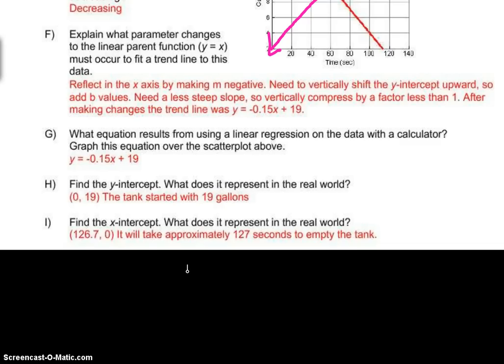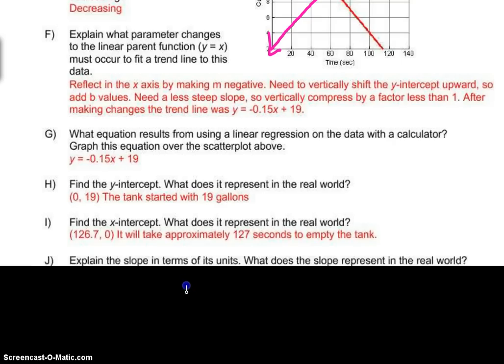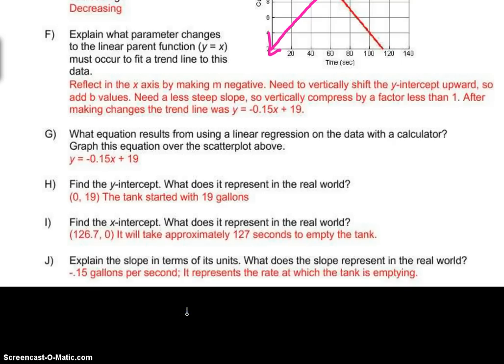Okay, let's look at the last question. It says explain the slope in terms of its units, and what does the slope represent in the real world? So here, my slope, based on the equation, is negative 0.15. And it's going to represent the rate at which the tank is emptying. Remember, another word for slope is rate of change.